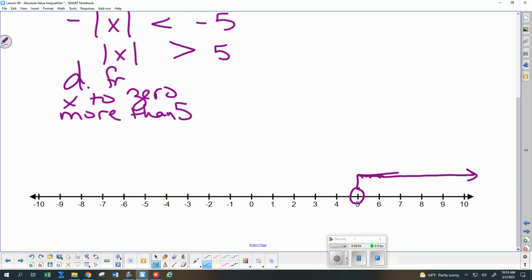Evelyn, why are you shaking your head no? I could have gone the other direction as long as I went more than 5, right? So how do I color that on the number line? So thumbs up, thumbs down. Everybody comfortable with that? That's my graph.